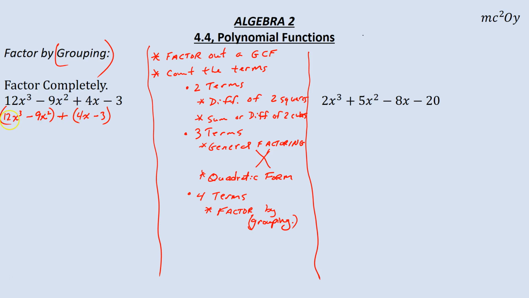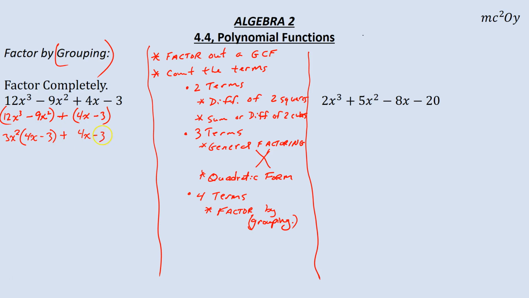I'm going to ignore the back group and look at just 12x cubed minus 9x squared. Is there something that goes into 12 and 9? Well, yeah, 3. Something that goes into x cubed and x squared? Yep, x squared. Well, 3 times what is 12? That's 4. x squared times what is x cubed? That's x. 3 times what is negative 9? That's negative 3. x squared times what is x squared? Don't need any more x's. And then I look here, well, there's nothing that comes out of there.